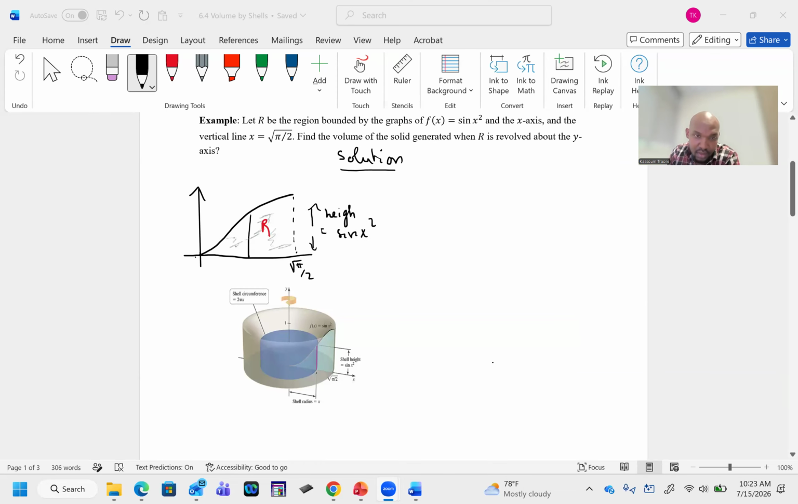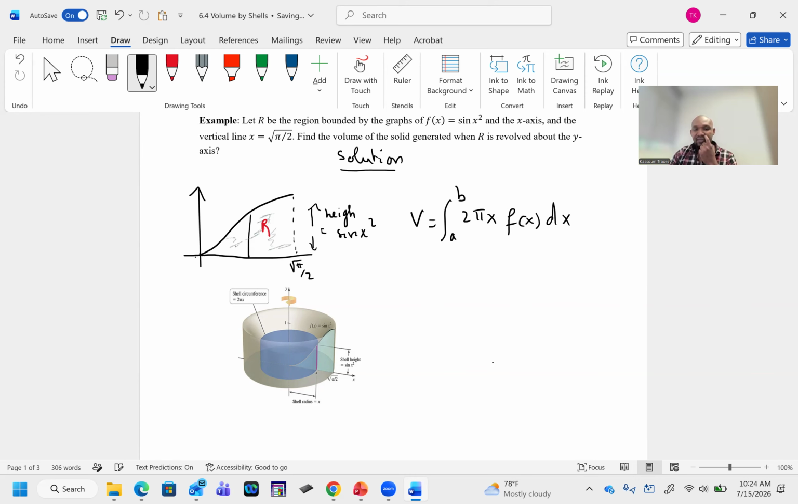You see, this is the height of this solid, which will be sine x squared. The shell radius is x, and of course the circumference is 2 pi. So if I'm solving this one, this is what you need to know. My V will be what? The integral from a to b of 2 pi x times f of x dx, because the height in this case is f of x, right?